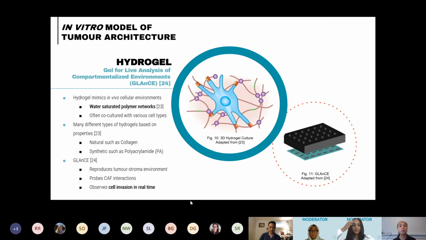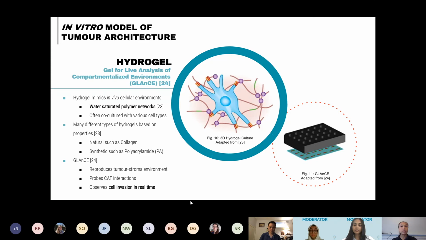A set of useful tools for replicating tumor architecture in vitro are hydrogels. A network of polymers saturated with water, they can simulate structural components of the in vivo ECM. There are both natural and synthetic types of hydrogel that can be made into a variety of configurations. Another in vitro model developed by the McGuigan lab uses a hydrogel matrix in a culture platform.